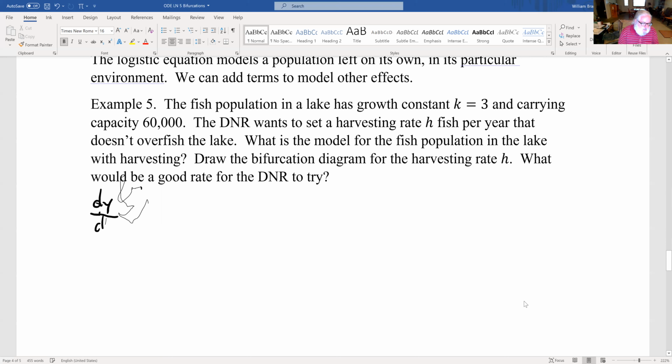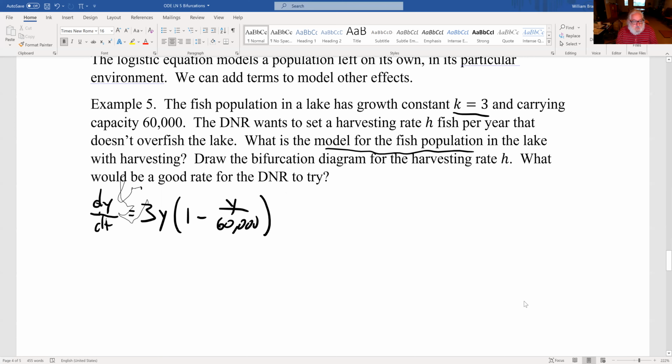dy/dt equals 3, because that's my growth constant, times y times (1 minus y over 60,000). That's the basic model for a fish population, right? With harvesting, though, we want to be able to take out h fish per year. So the effect of harvesting should be negative on dy/dt by however many fish we're taking out. So there's the rate of change of the population of fish.